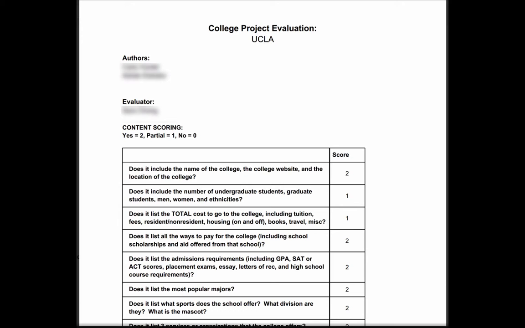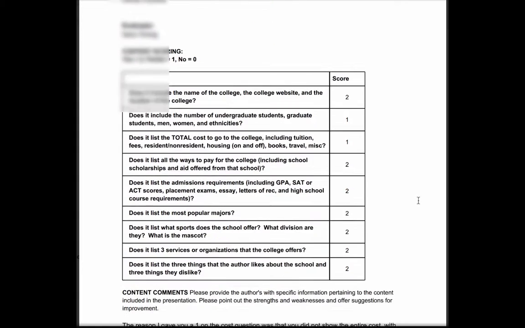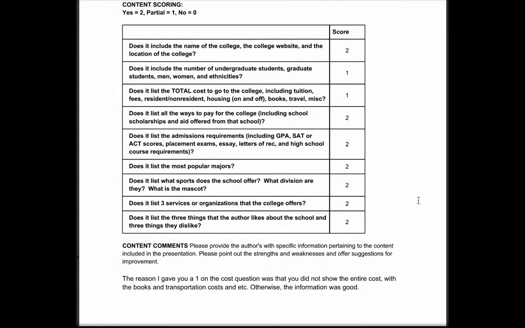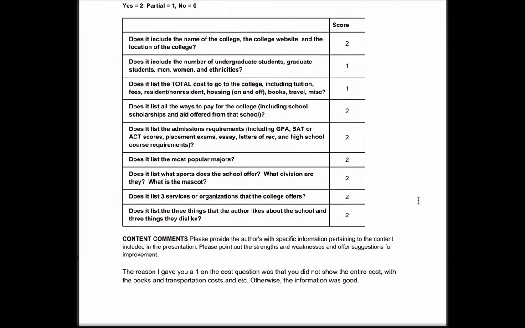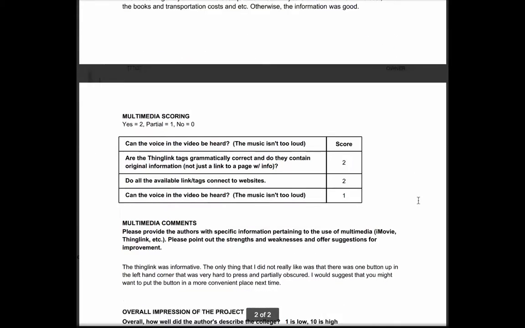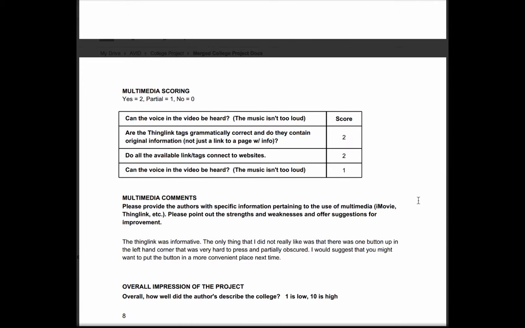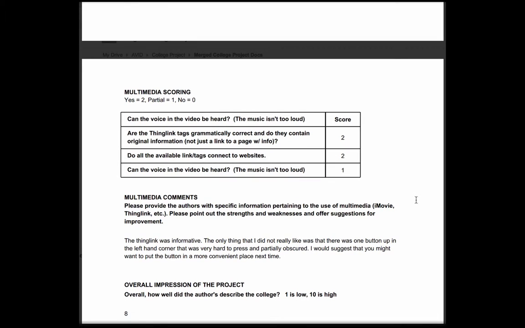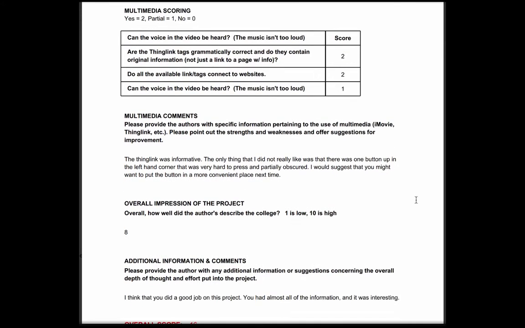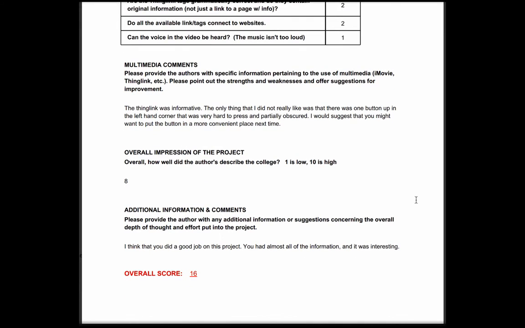I have scores for the content, as well as some comments that the student wanted to add or give feedback. Then I have the multimedia score for the different parts of the rubric, as well as some different comments again. Then there's the overall impression and some additional information and comments. Then I added it up and gave the overall score. To do this, I used a script called Autocrat.